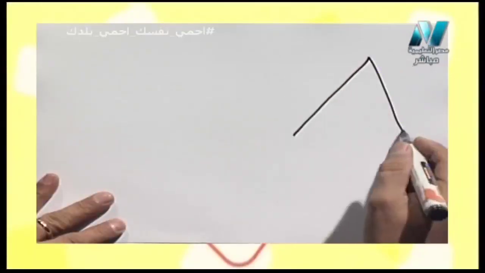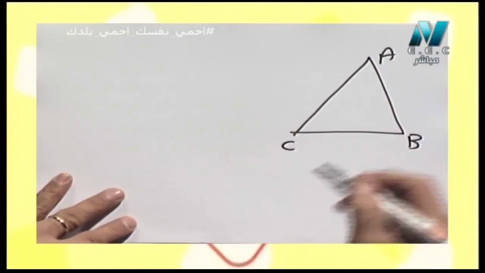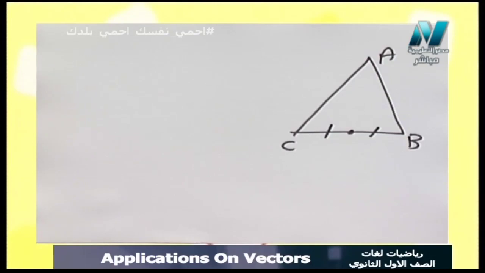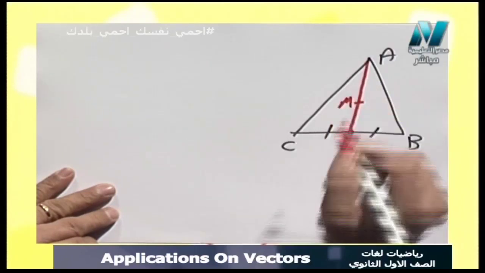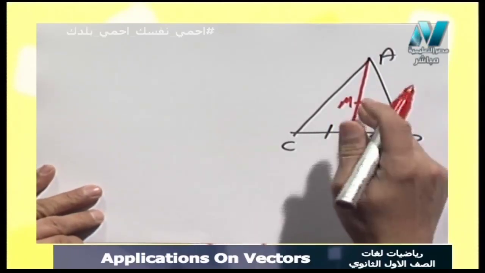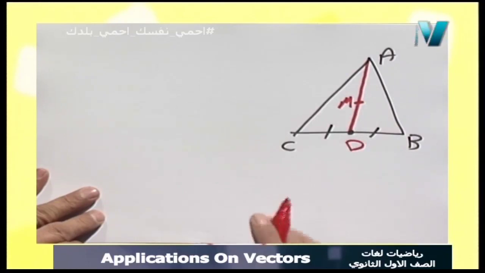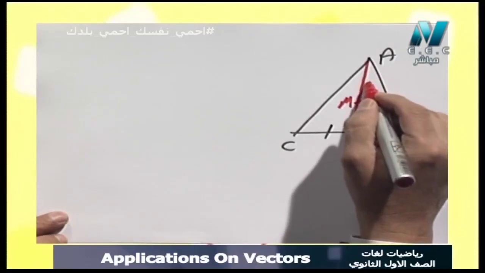My dear students, let's move again to our lesson. We have here the same triangle A, B, C, and we have the midpoint here. And M is the point of concurrence, or the point of intersection of the medians. Here we have M, and we know that the division is 2 to 1.